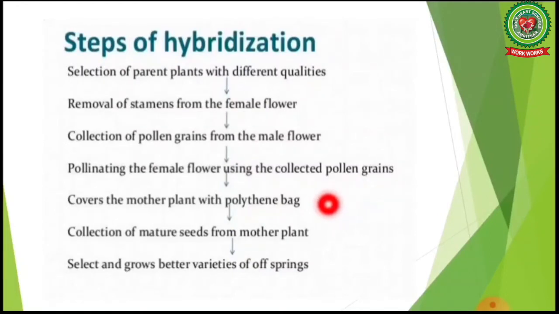The plants with desired characters are selected. That is, selected and grown to give better varieties of offspring. From F1 plants, the next generation of F2 plants is grown. The cycle of crop raising and selection continues till the plants with the desired characters are finally obtained.